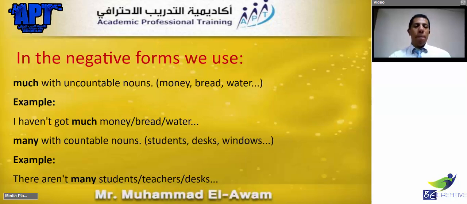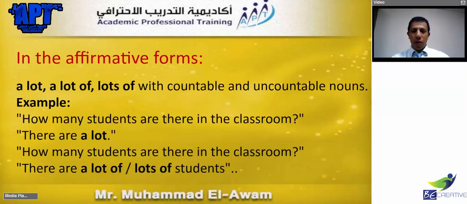Okay? Both much and many can be used with negative and the question. But much goes with non-countable nouns, nouns that we cannot add s to. Many can be used with countable nouns, the ones that we add s to. Okay, let's move on.